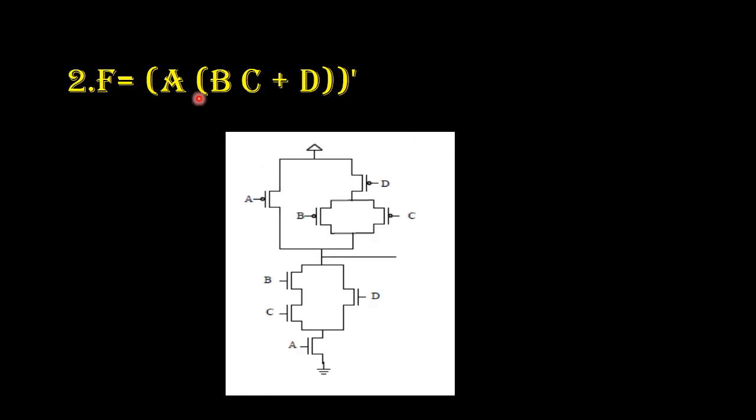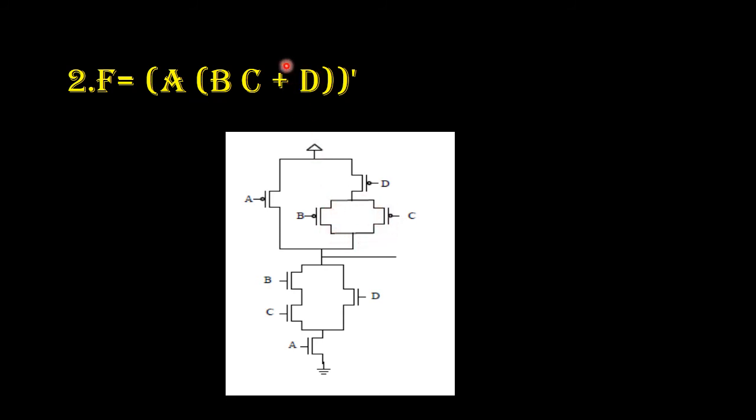Another example, (A into BC plus D) the whole bar. So here also we are having 4 inputs. So A into BC plus D. So first we are taking the BC value. So B into C. So here we are having a product term. That means PMOS transistor should be connected in parallel. So B and C are connected in parallel.